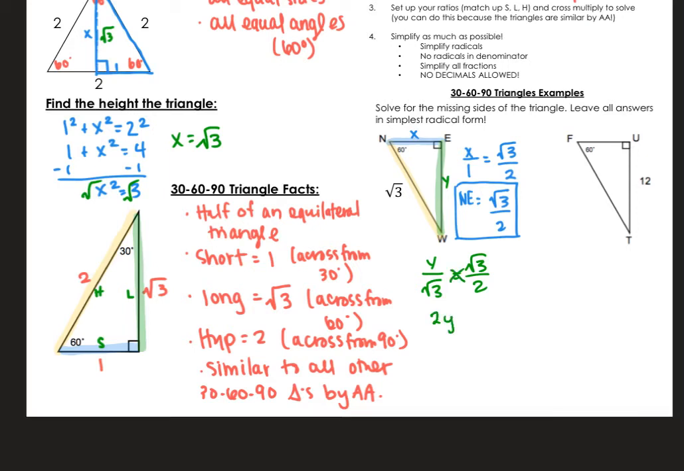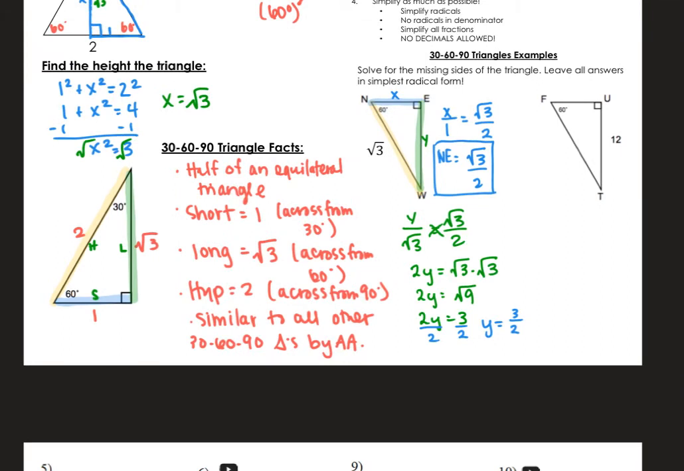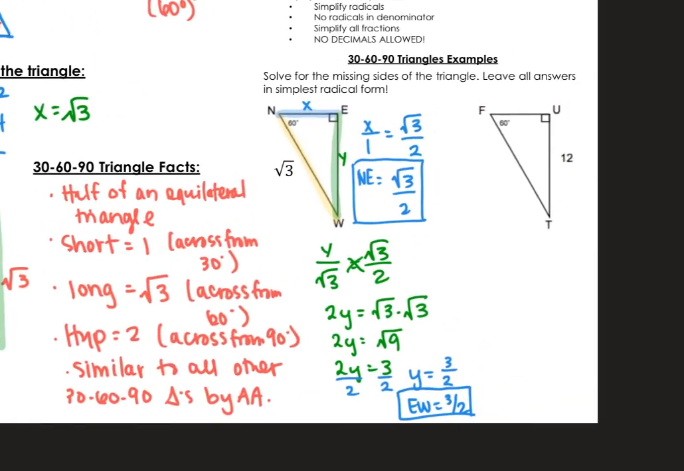So this is 2y equals square root of 3 times square root of 3. Square root of 3 times square root of 3 is square root of 9. So I have 2y equals square root of 9. And remember that that is a perfect square. So 2y equals 3. And now to solve for y, we just divide by 2. So y equals 3 over 2. So that means that EW equals 3 halves. So really all we're doing here is just matching up sides.